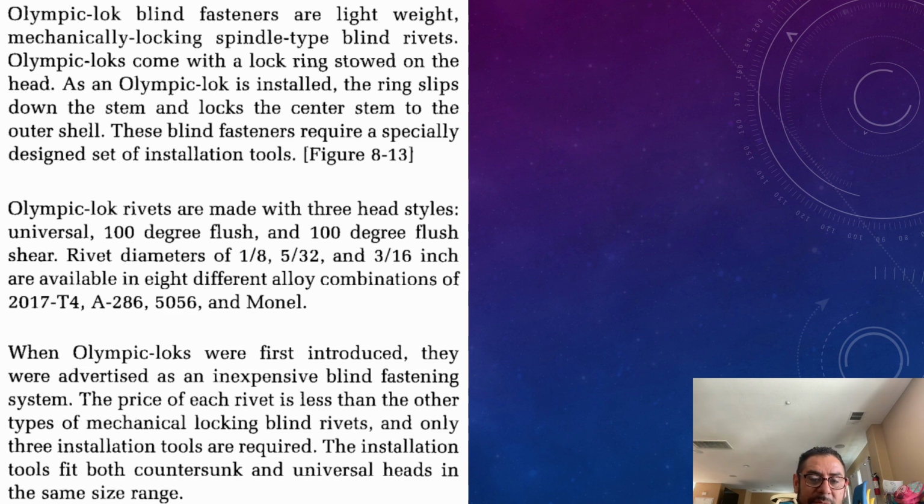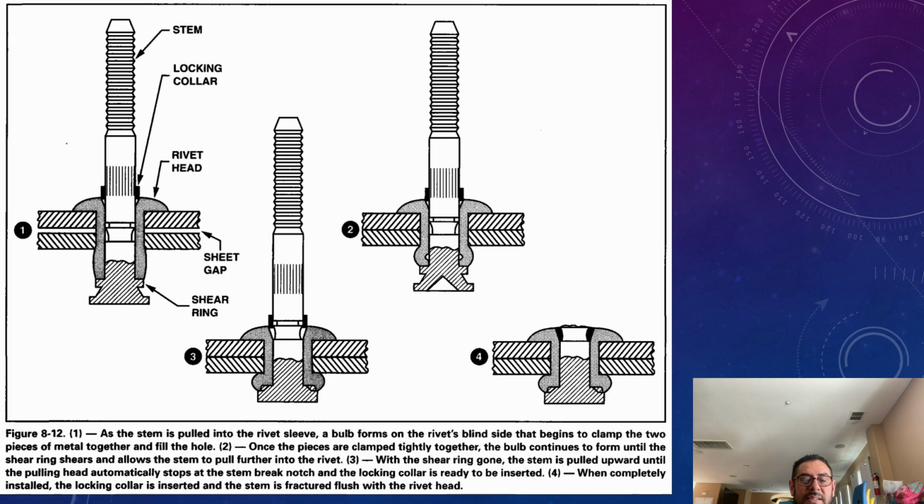Olympic lock rivets are made with three head styles: universal, 100-degree flush, and 100-degree flush shear. Rivet diameters include 1/8, 5/32, and 3/16 inch, and they are available in 8 different alloy combinations. As the stem is pulled into the rivet sleeve, a bulb forms on the rivet's blind side, and it begins to clamp the two pieces of metal together and fill the hole.